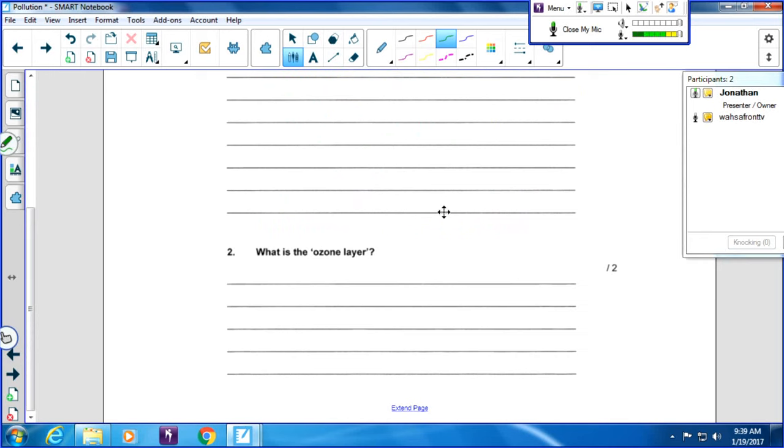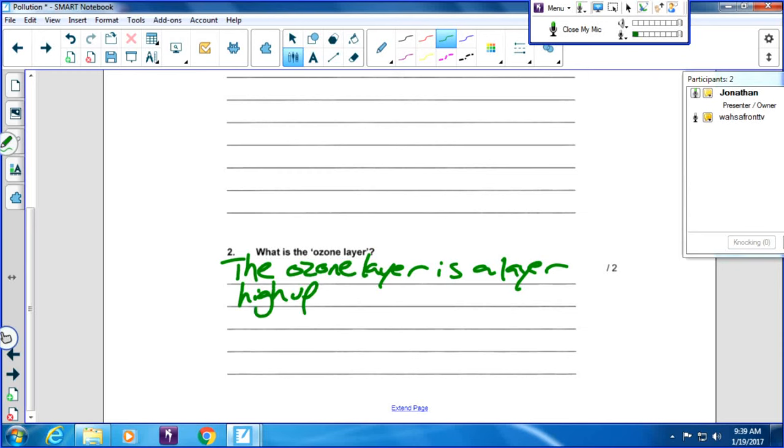What is the ozone layer? Again, define it. Okay, an example of a good level 4 mark will look something like this. Always add details, give examples to help explain your thinking as well.